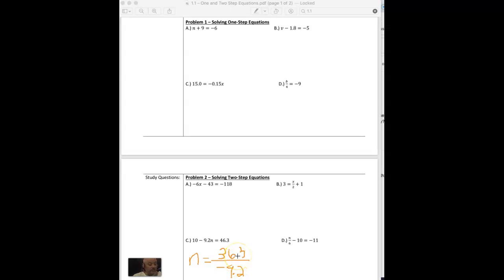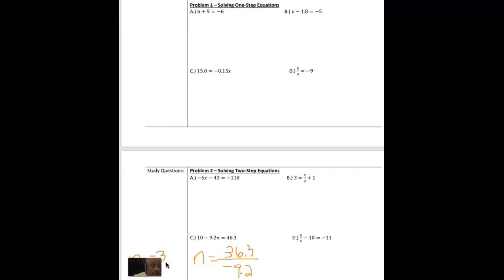Anyhow, I got this really long decimal answer, 3.945652174. So let's just call it 3.95. Let's just say that n equals 3.95, and I'm a little bit out of space here, so I'm just going to write the answer here. It's negative 3.955. We're going to just round it to the second decimal place.